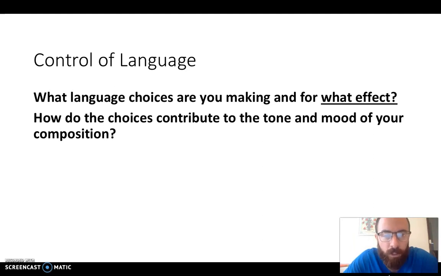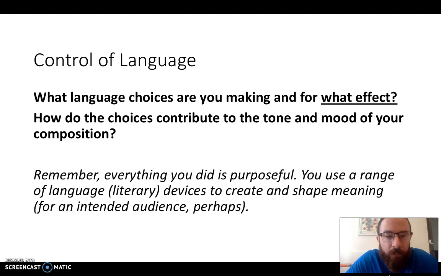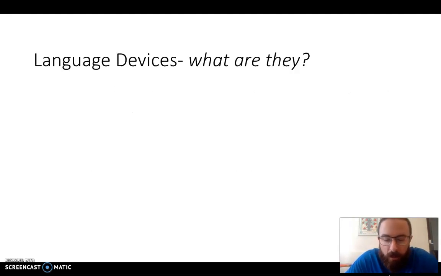And what we need to consider is how we're using language to control the tone and mood of a piece of writing. This is starting to annoy me now.